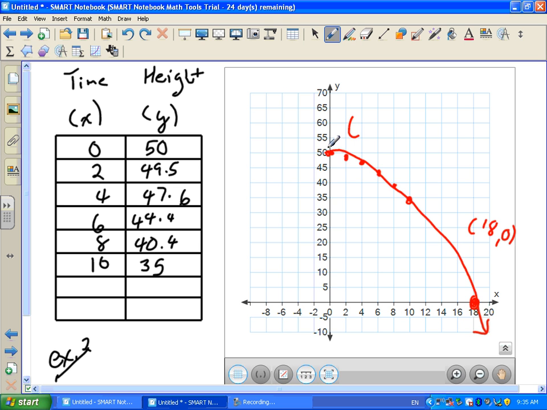Vertex. That's right. That's the vertex of the parabola. So that would be at 0 and 50. We know the stone wouldn't be higher than that. Now, right now I only have what looks like half a parabola. How would I estimate the other side? What would the other side look like? So what would my other x-intercept be on the other side?